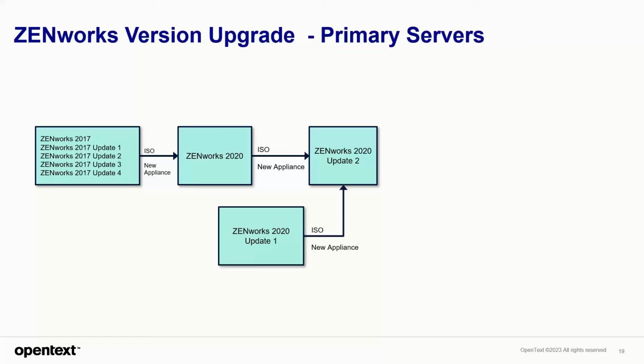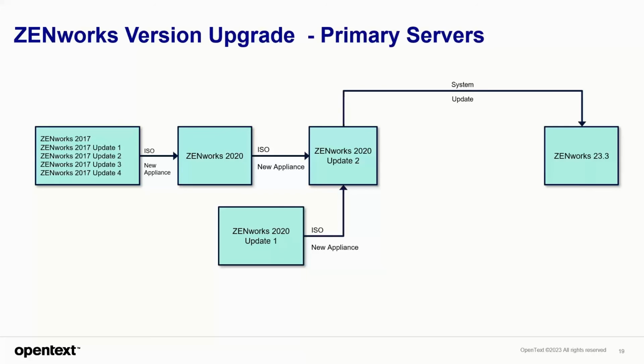The same is applicable if you are on ZENworks 2020 Update 1. Thus, there are two hops to come from ZENworks 2017 to ZENworks 2020 Update 2, and a single hop if you are on ZENworks 2020 or Update 1. Once your primary servers are on ZENworks 2020 Update 2, you can directly do a system update to come to ZENworks 23.3. The same is applicable if you're already on ZENworks 2020 Update 3.